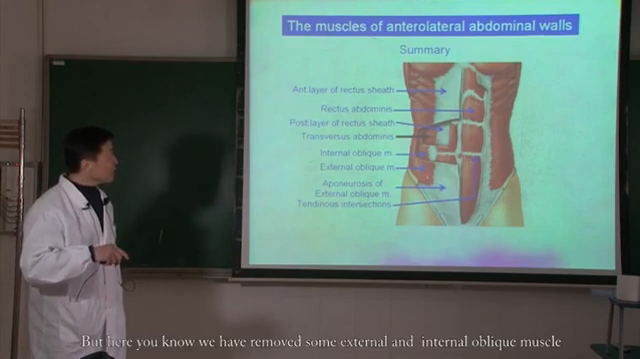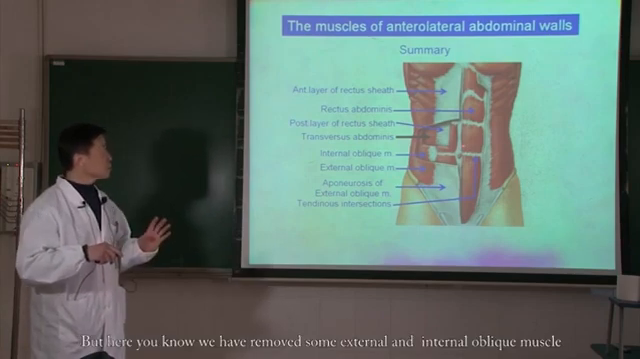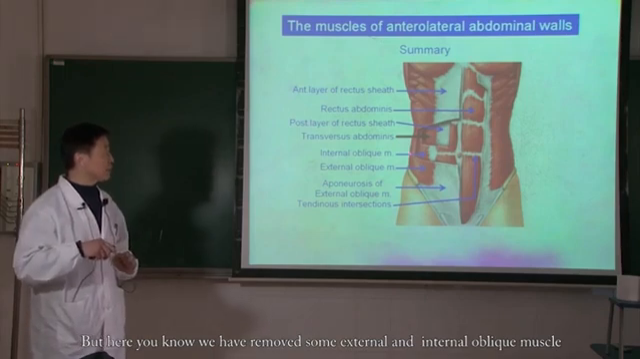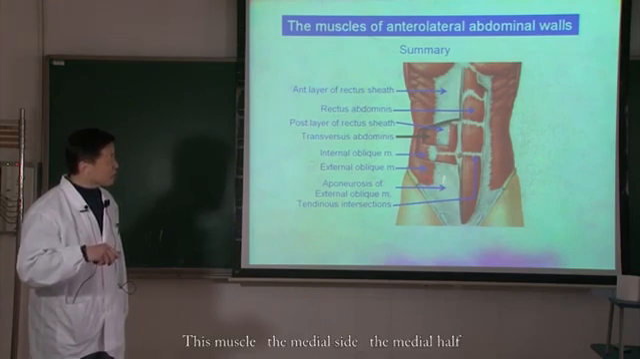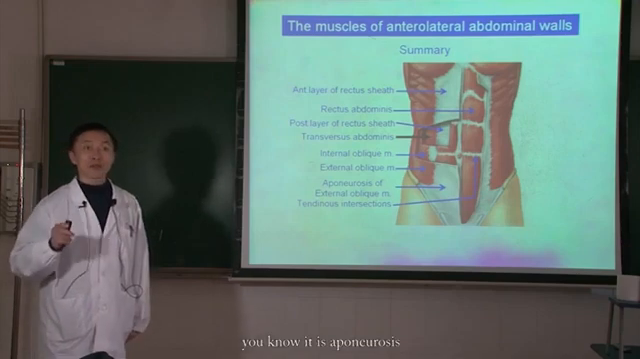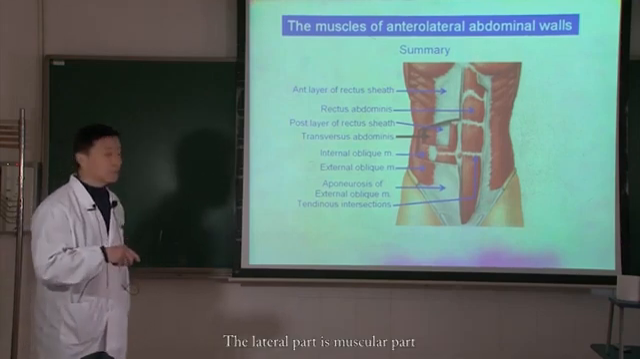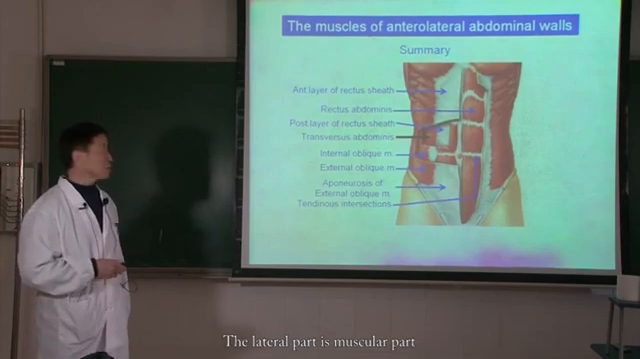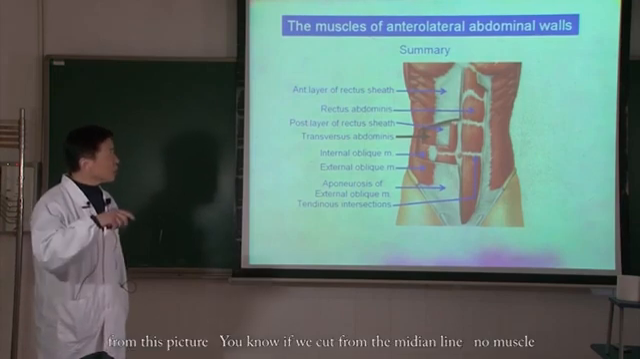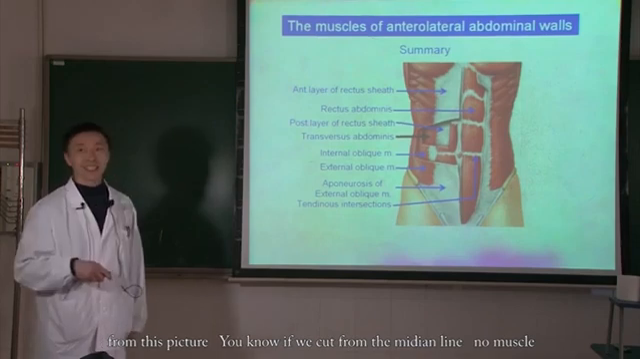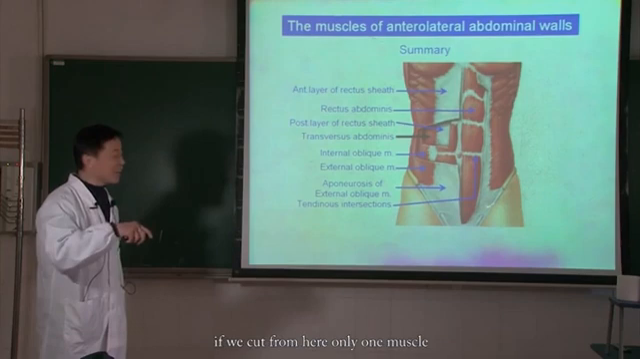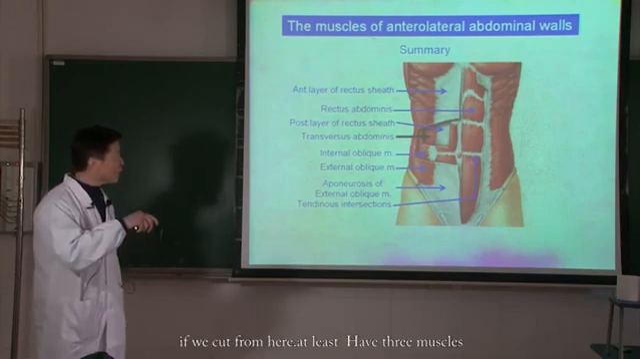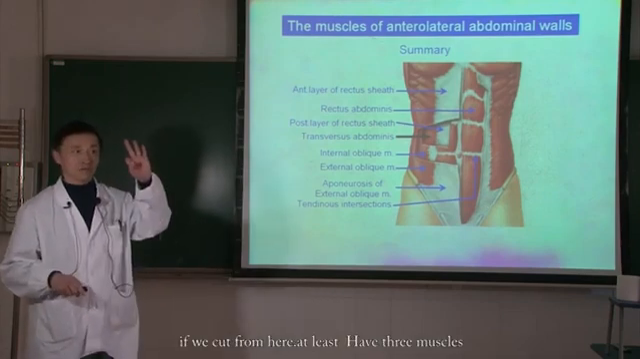But here, we have removed some of the external and internal oblique muscle. Here is the external oblique muscle. The medial half of this muscle, you know, is aponeurosis. The lateral part is the muscular part. From this picture, if we cut from the midline, there is no muscle. If we cut from here, only one muscle. If we cut from here, at least three muscles.